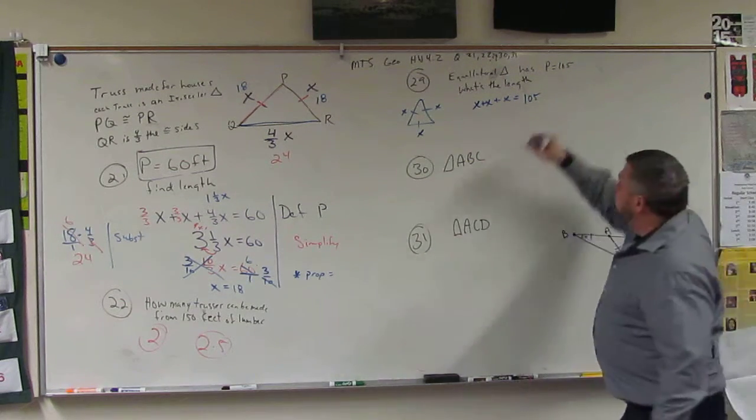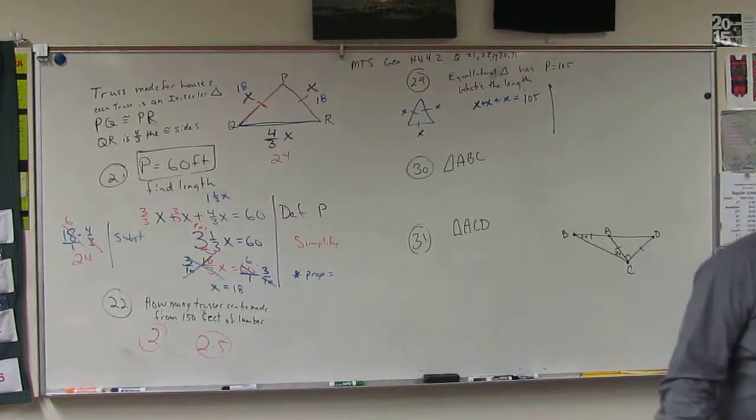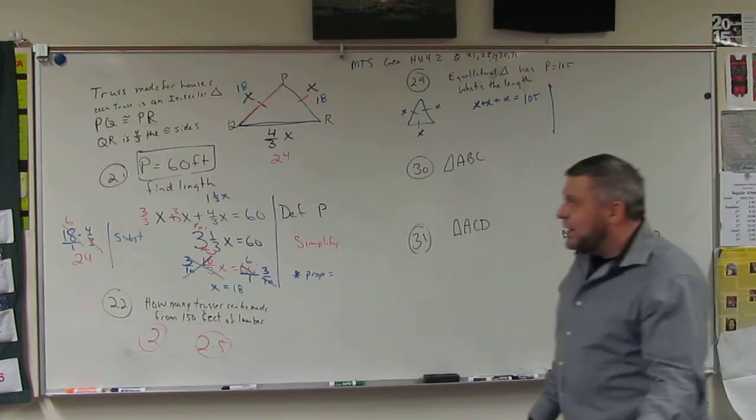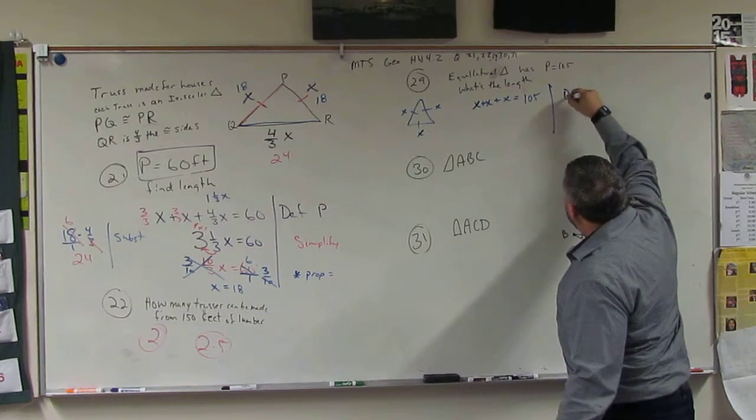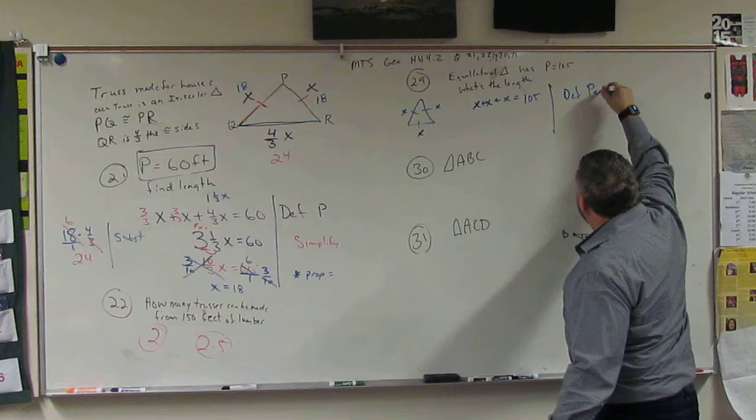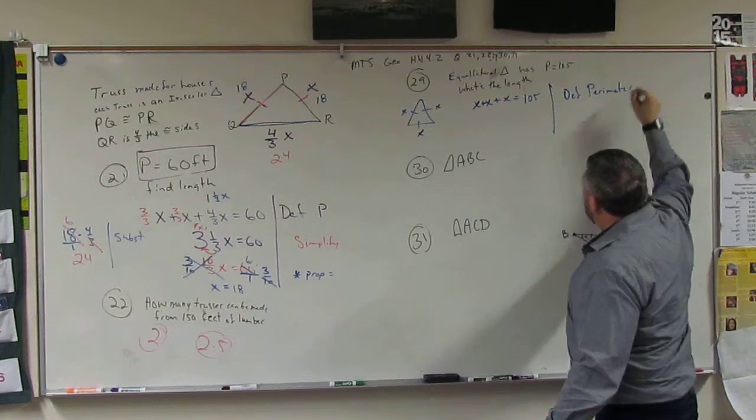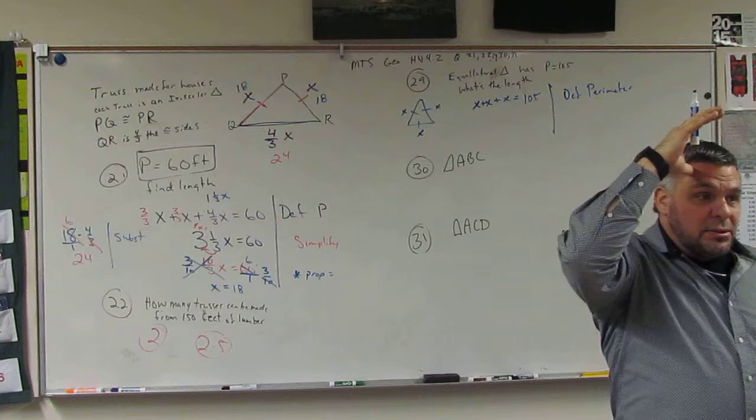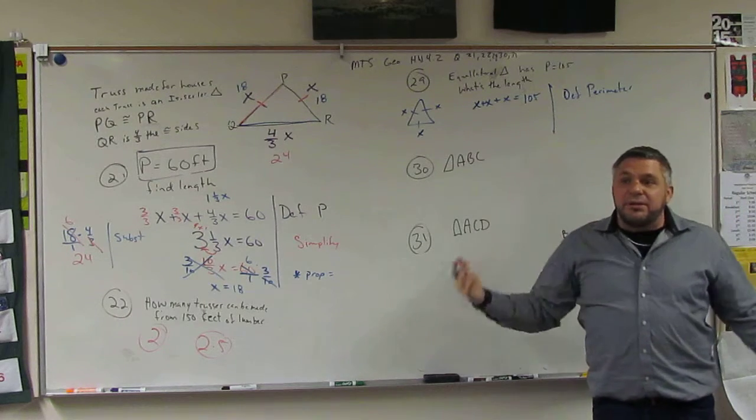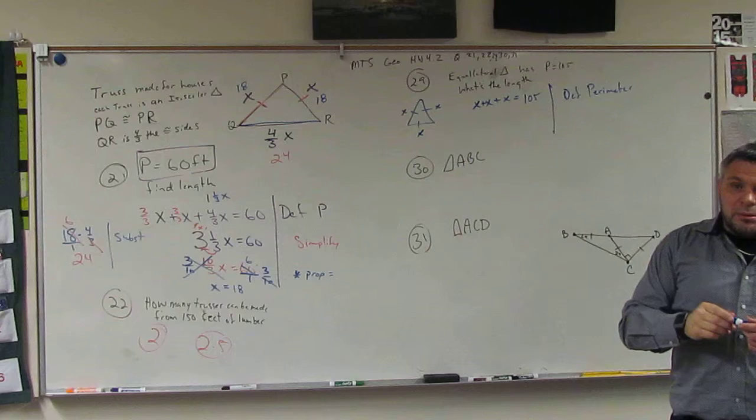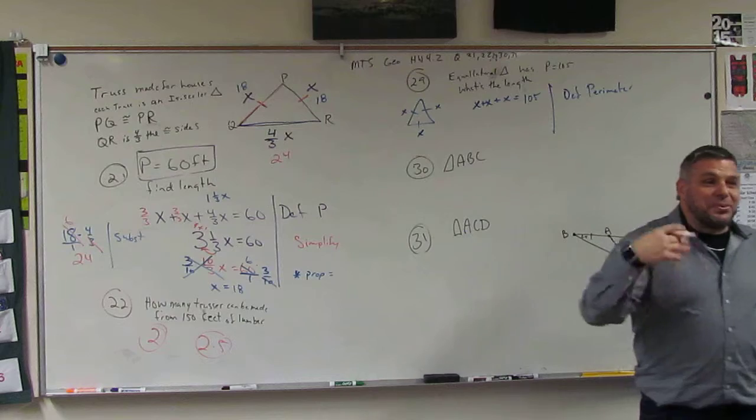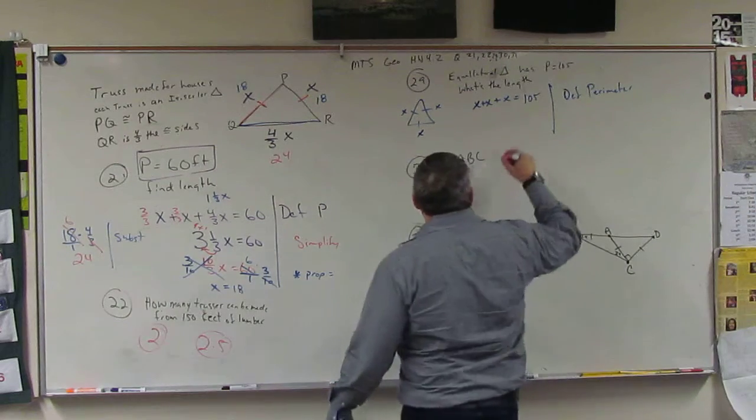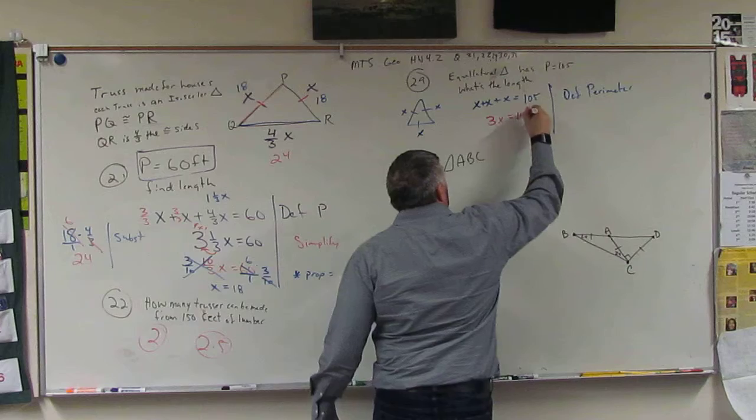Yeah. Right? And then what allows me to say that? Definition of perimeter. Right? Definition of a perimeter. Okay? Does that make sense? Then what are we going to do? Add them. 1 plus 1 plus 1 is 3. So 3x equals 105.